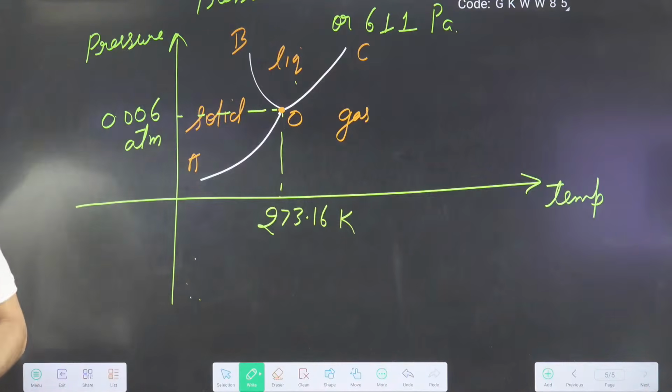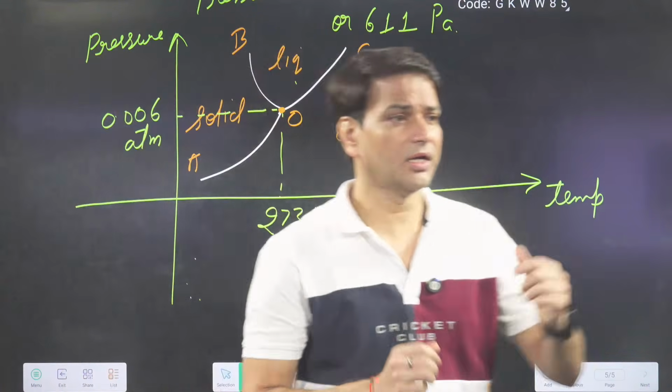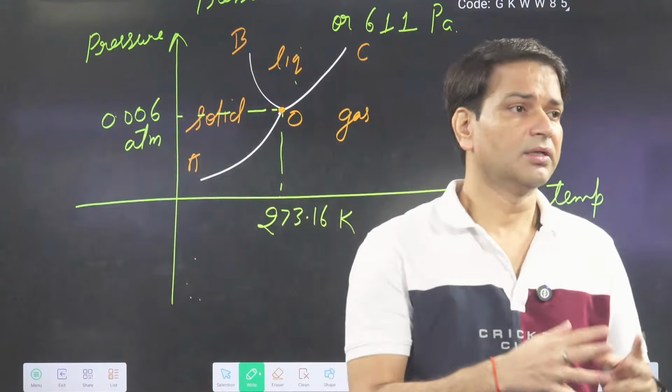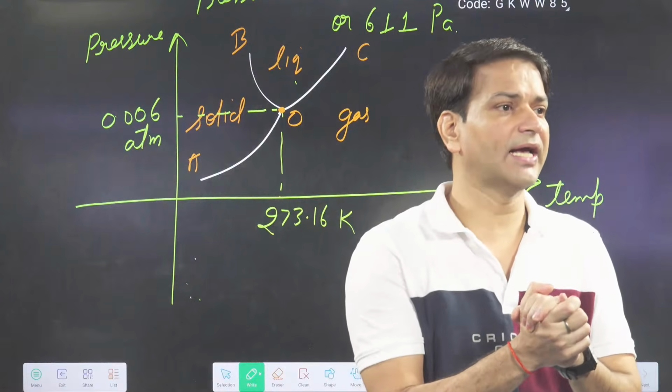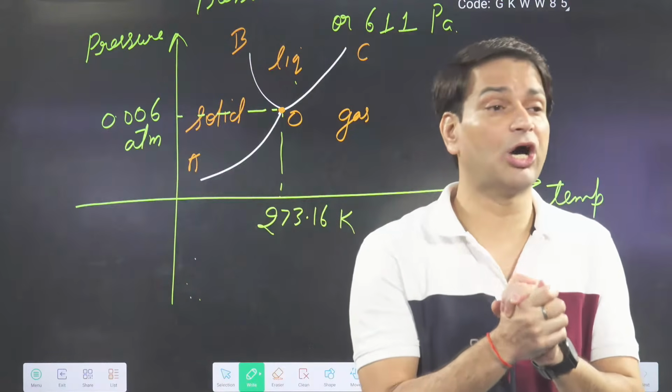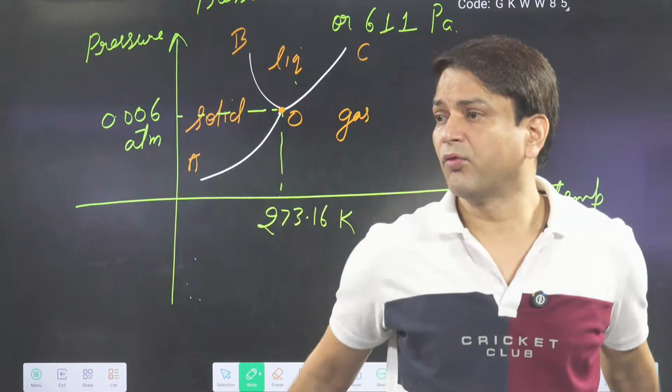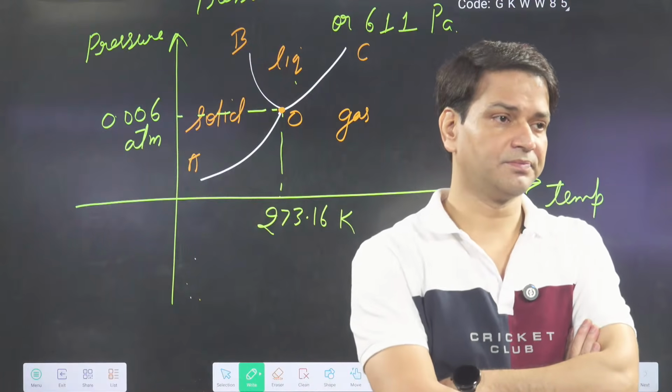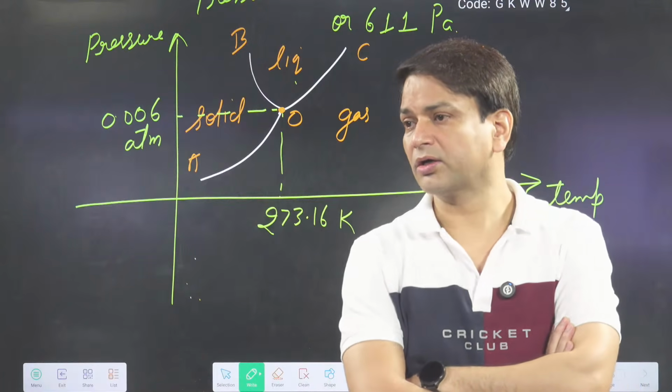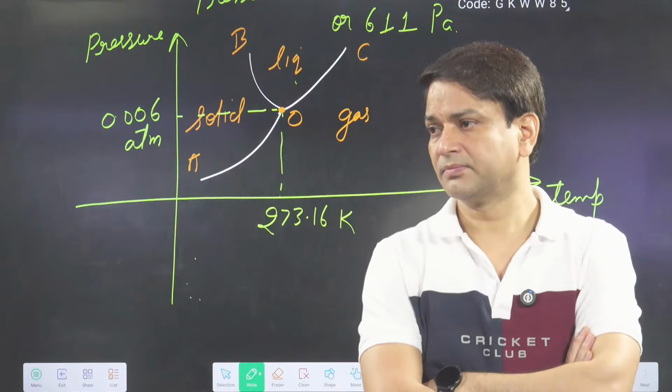Who has a doubt, ask. So what I said, on the curve OA, both solid and gas will exist in thermal equilibrium. So what will the OA curve represent?